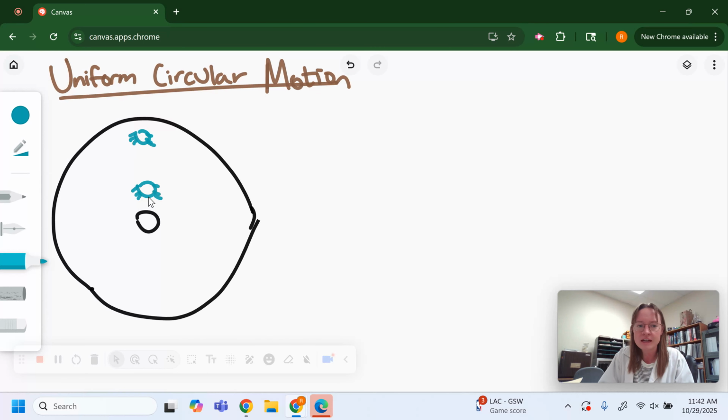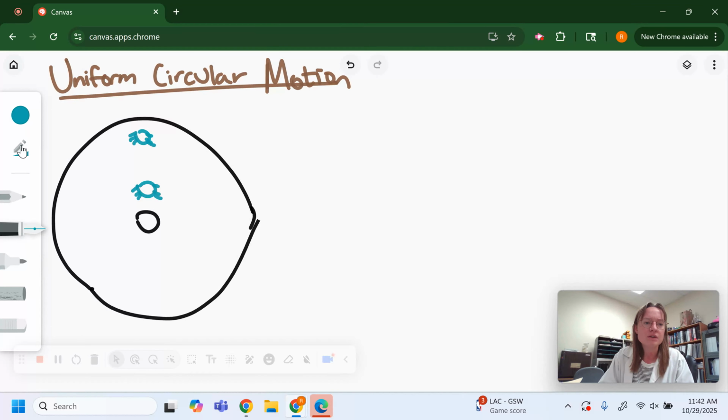And you say, in order to answer that question, Miss Wilson, I would have to ask you, what do you mean by faster? Because the speed of the bug actually depends. There are two ways to talk about their speed, and the answer changes depending on how you talk about their speed. Today we're talking about uniform circular motion.